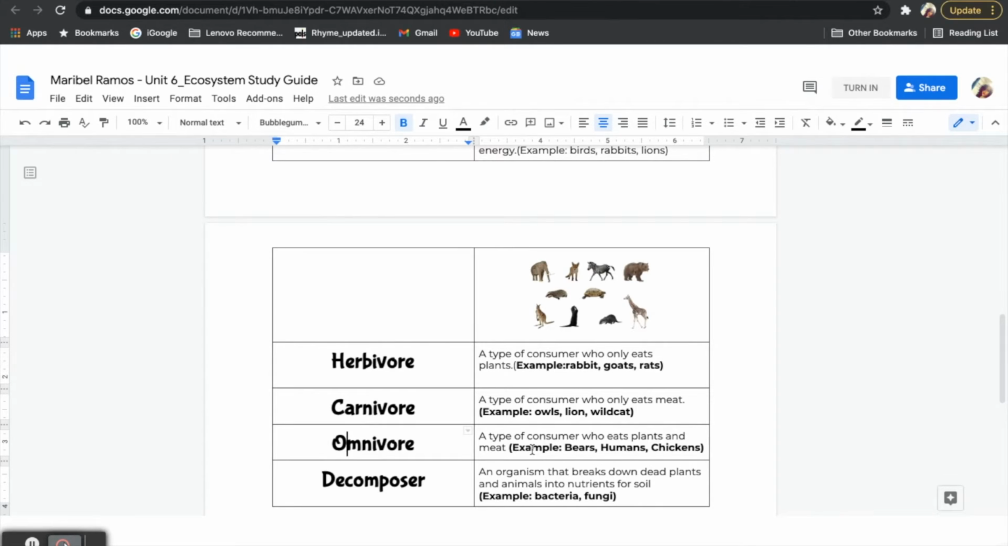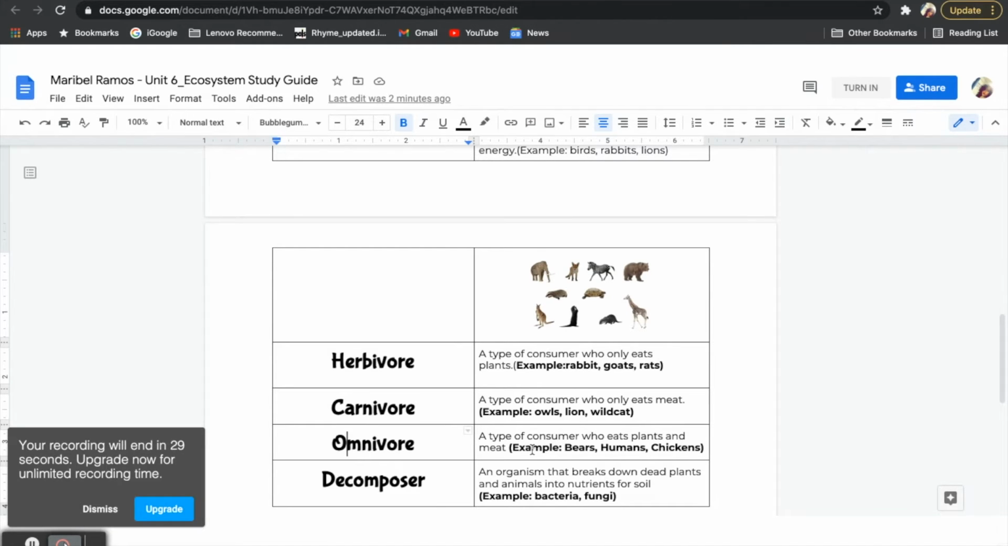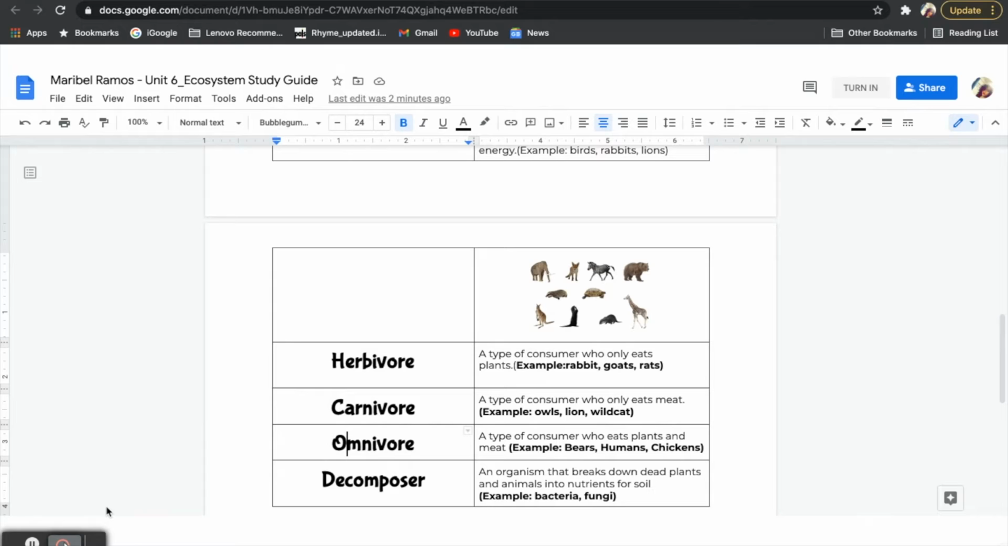It's decomposers. Decomposers are organisms like bacteria and fungus who break down dead plants and animals back into small nutrients so that they can go back into the soil. When they are back in the soil, they are able again to help the producers grow. It is one big cycle.